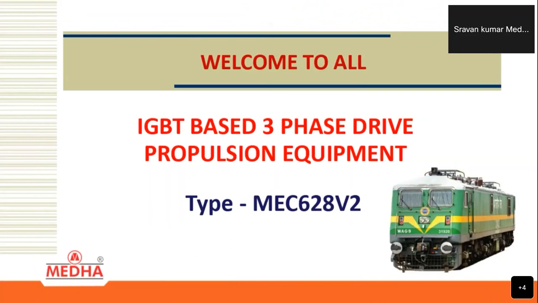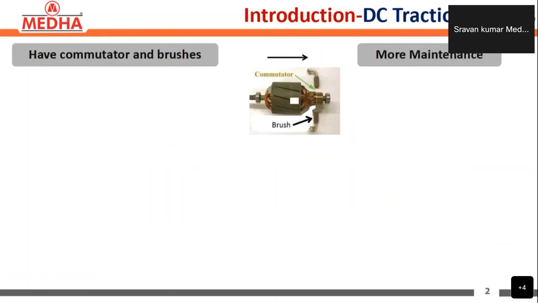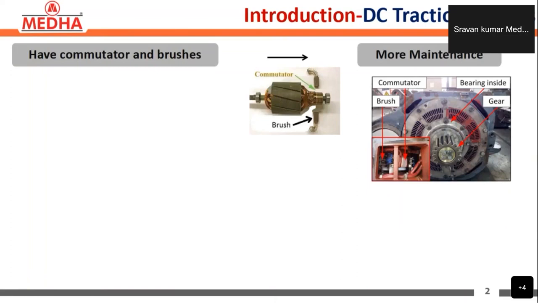The next, introduction to the DC traction motor. As you all know, in electric locomotives, the locomotives are broadly classified into two types. One is the conventional locomotives and the other one is the three-phase electric locomotive. In the conventional locomotives, we have used the DC traction motors, that specifically means the DC series motors. There are some disadvantages of the DC series motors. Here we can see some of the disadvantages.